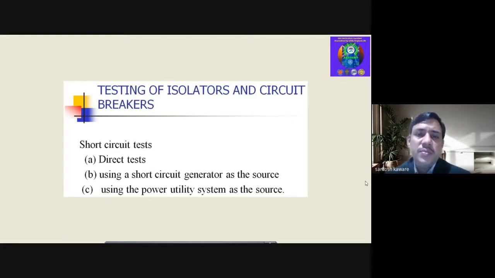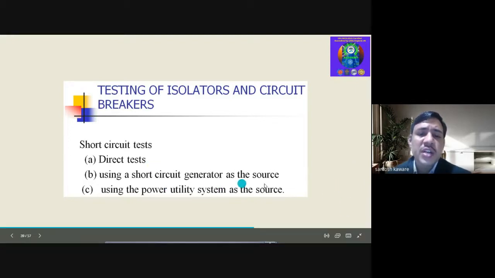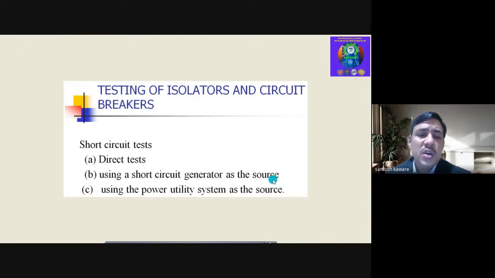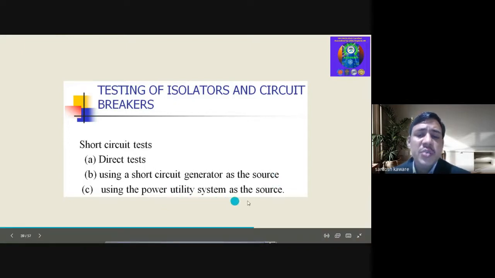They apply the particular voltage, they short it, and then they see the results: whether it is operating successfully, on which parameters, how the timing of operation is, in how much time the breaker opens, how much time the closing of the breaker contacts takes. So everything is tested. For short circuit tests, there is a direct test using a short circuit generator as the source, or using the power utility system as the source.